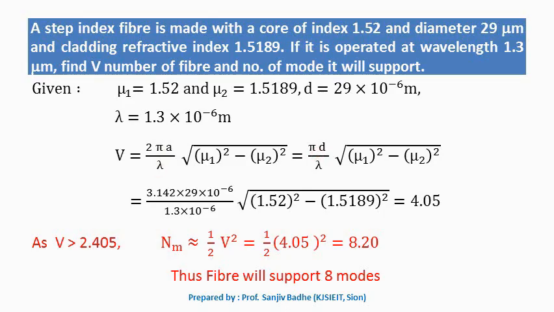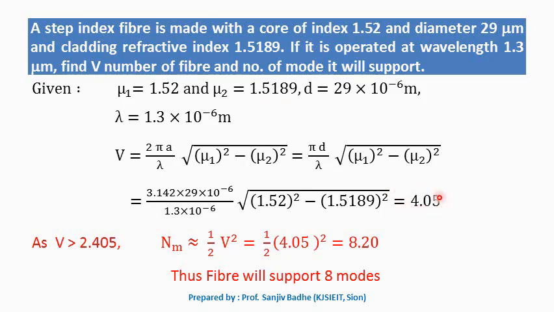Lambda is the wavelength of the wave that is getting transmitted through the fiber. It is given as 1.3 micrometer. So that is 1.3 into 10 raised to minus 6 meters. D is 29 micrometer, that is 29 into 10 raised to minus 6 meters. Mu1 is 1.52 and mu2 is 1.5189. So by substituting these values, we can calculate V number as 4.05.